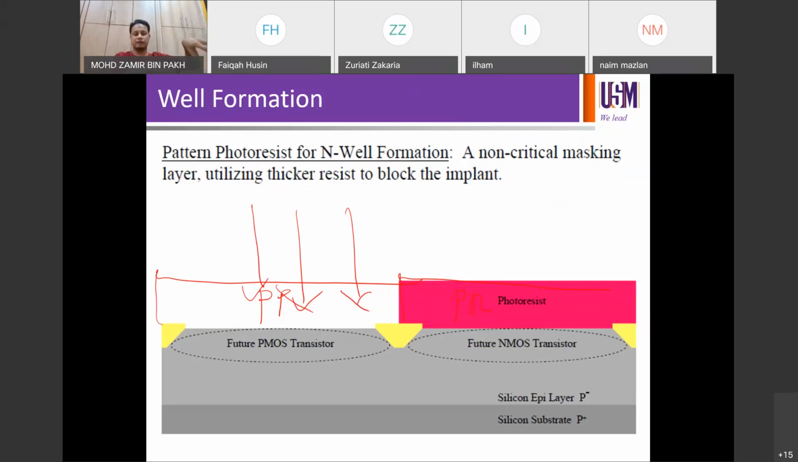So you have patterned the resist to be able to do implantation on the left hand side. Kita block right hand side, we're going to do implantation on the left hand side, right? Utilizing thicker resist to block the implant. Thicker resist here means, remember we discussed last time when we talked about the implantation process, you need to use a resist thick enough to block phosphorus or arsenic or boron dopants from coming into the layer. This photoresist thickness must be thick enough to block, else you'll still have some layers doped in this region as well, which is unwanted, okay?